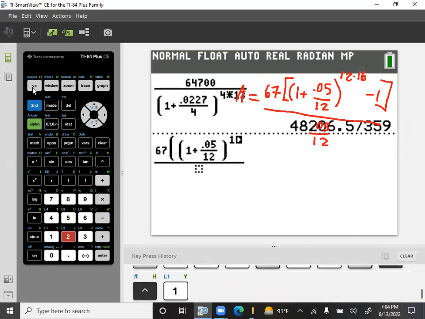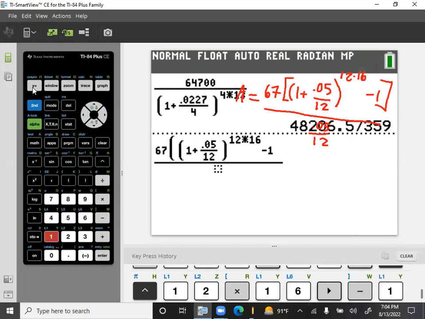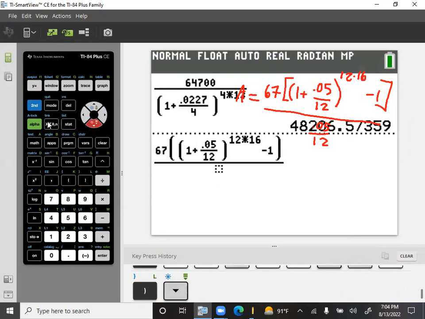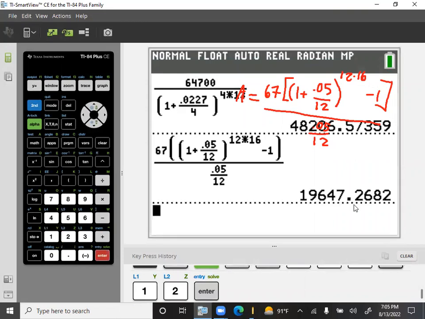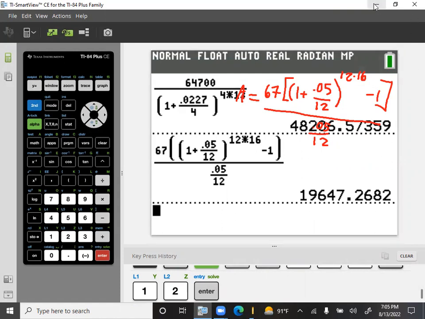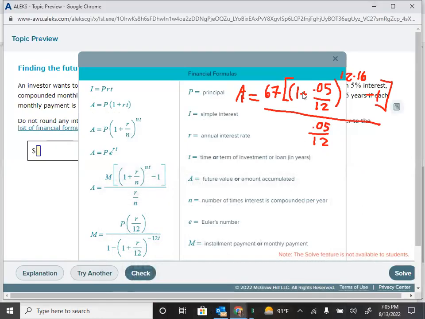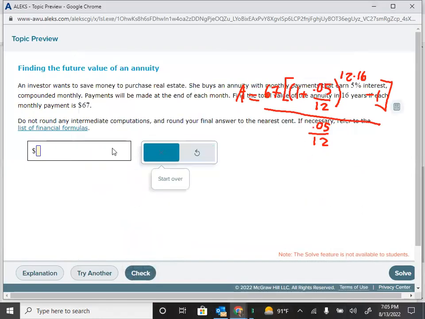So you'll notice I'm just typing it out exactly the way we wrote it out by hand. 12, 16. Yeah, I think that's okay. Let me just look around. Yeah, I think it's okay. All right, so you're going to end up with $19,647.27. So about $19,500 after just putting in 67 bucks a month for 16 years.